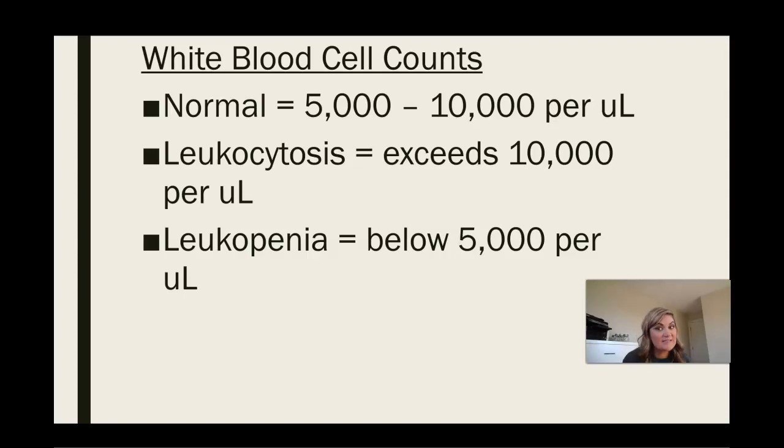Leukocytosis means that you're exceeding the 10,000 per microliter of blood. And so that means that you might have some type of active infection at that point. And so they're going to look to see specifically what type of white blood cells you have a lot of. If it's leukopenia, that means it's going to be below 5,000 per microliter, and you might have some type of illness or disease that they need to look into because your body's not making enough of those white blood cells.